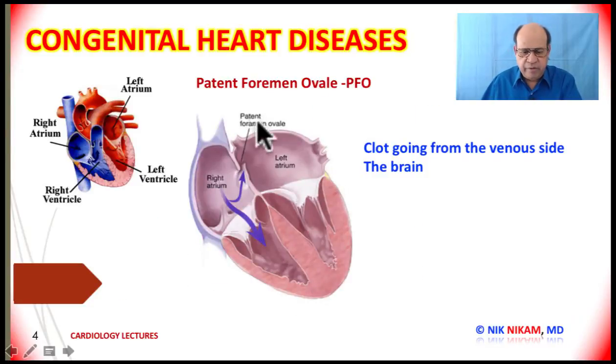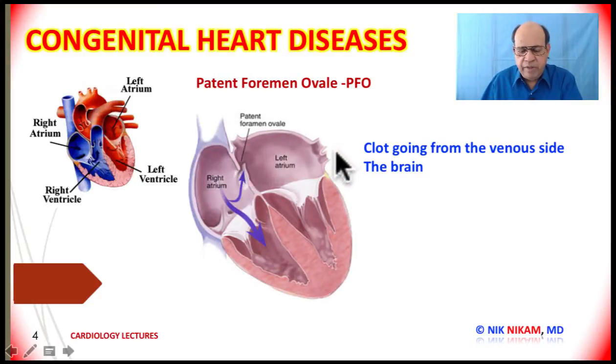Let us talk about the patent foramen ovale, PFO as it is called. In the intrauterine life, there is an opening between the right atrium and the left atrium, and it is called the foramen ovale. It is like a flap actually. It is through this foramen ovale that the blood coming from the lower part of the body is preferentially pumped to the left atrium, then into the left ventricle, and then it goes into the aorta, supplying the oxygenated blood to the rest of the body.